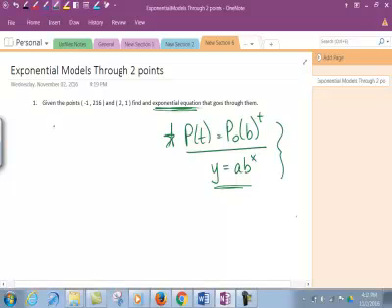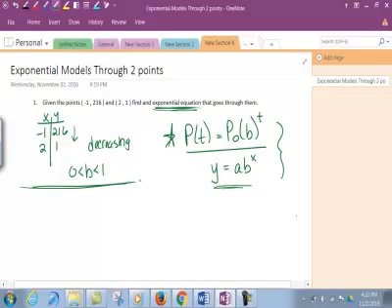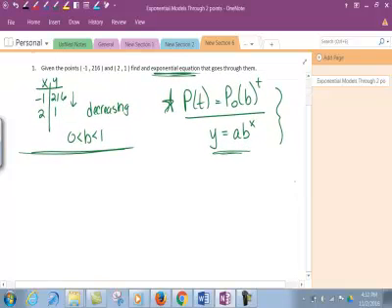Alright, so the first thing I like to do when I get a problem like this is take the points and put them in a table. So when x is -1, y is 216. When x is 2, y is 1. I also like to get a sense that I can tell as x gets bigger, y is getting smaller. And so I know that my exponential model is decreasing. So when I find my b, it has to be between 0 and 1. This is just something I do before I even start the problem so I can tell whether I'm on the right track.